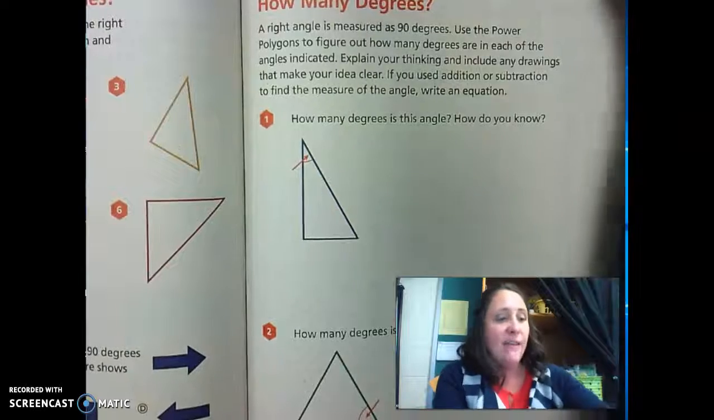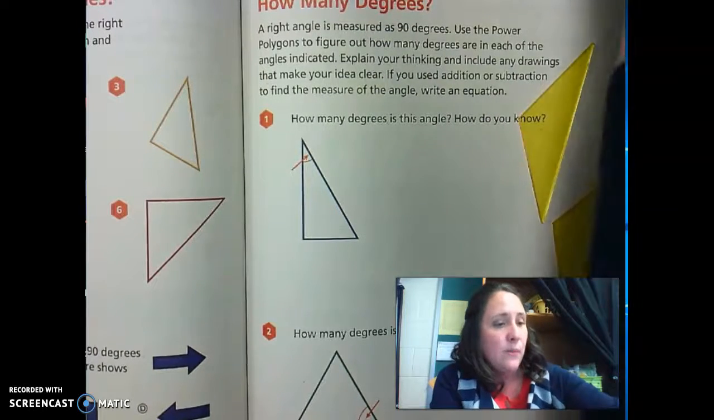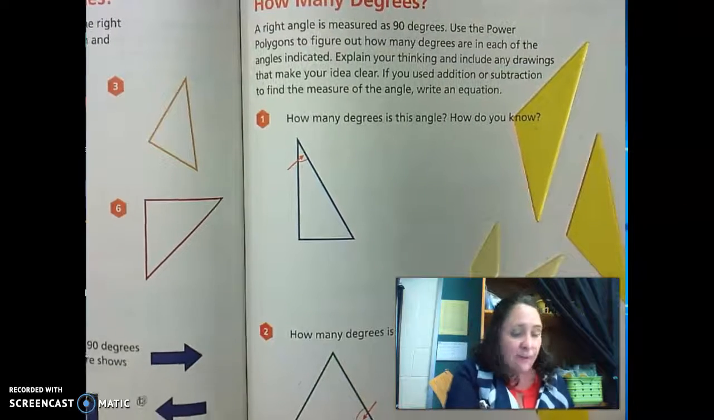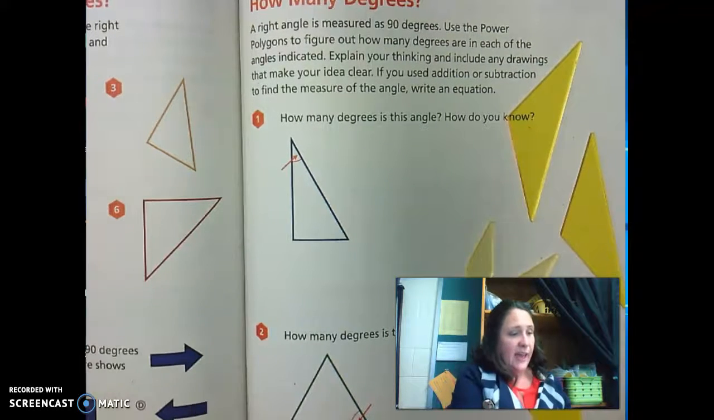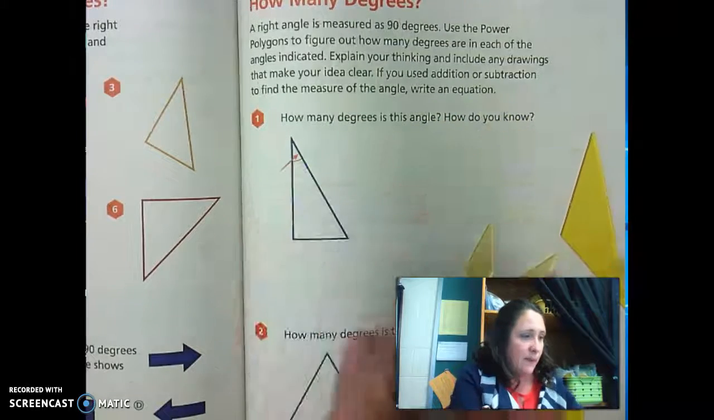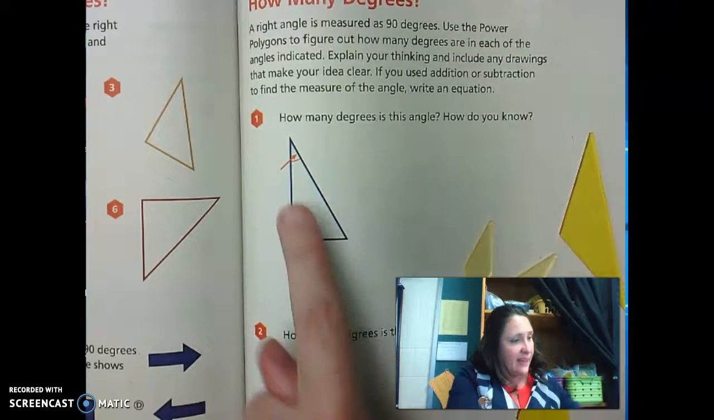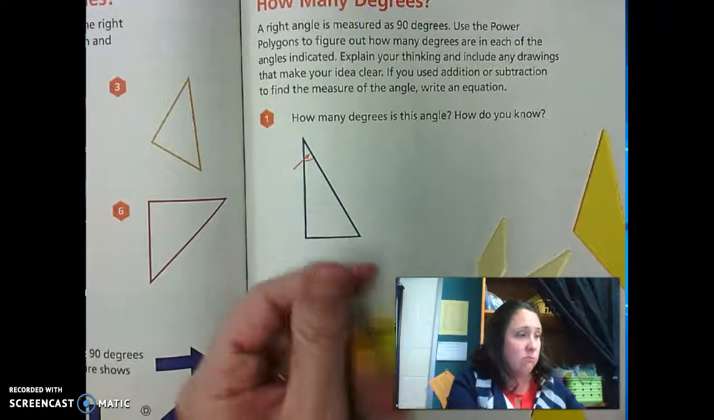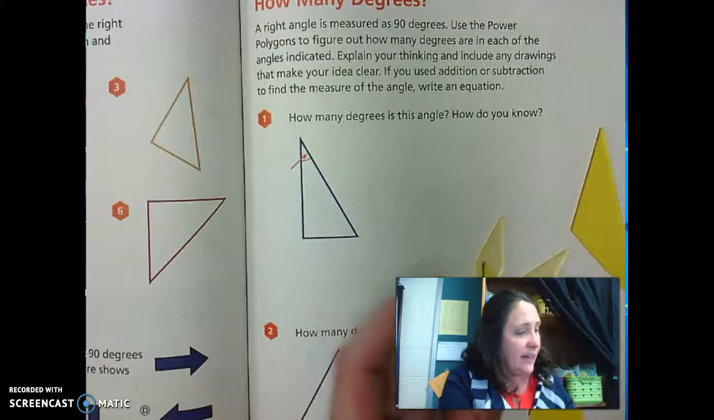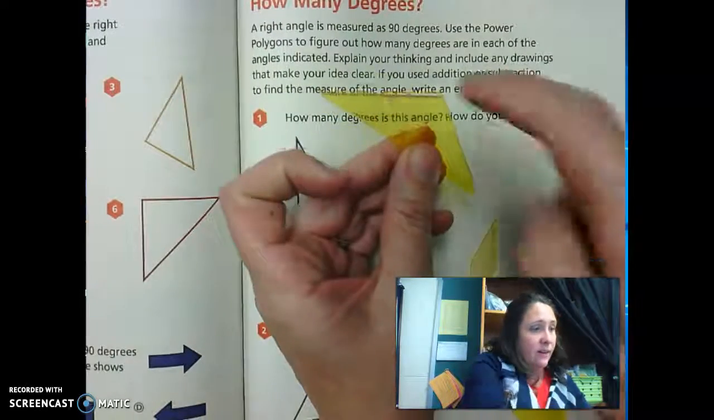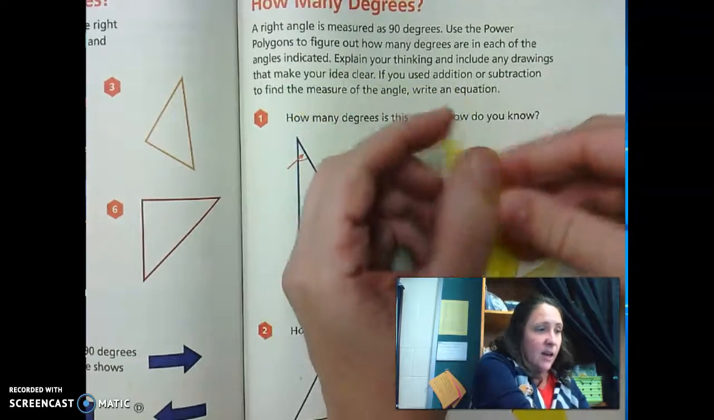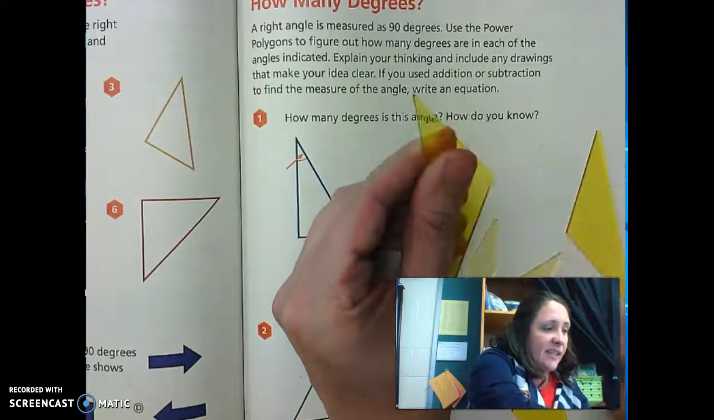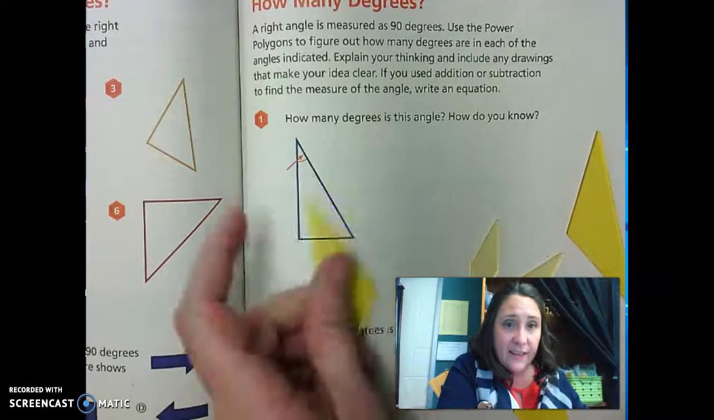So you may have used your power polygons. I'll go ahead and get our little power polygons ready to go. And you may have used your power polygon J. This is our J power polygon. And you may have said that this angle right here is the same size as the small angle in polygon J. So we know this is the big angle for J, but this right here is a small angle, and this is a small angle. And let's see if this angle fits perfectly right here.